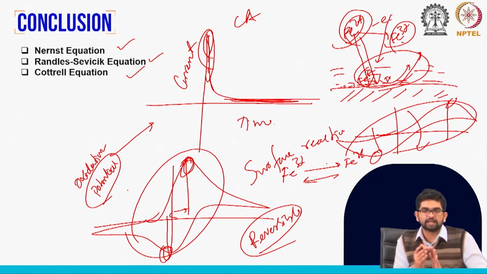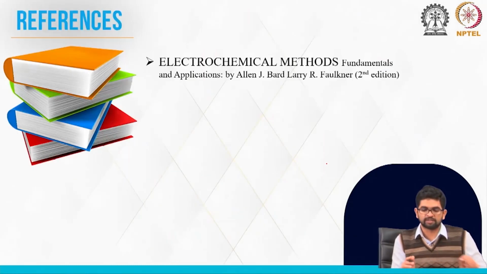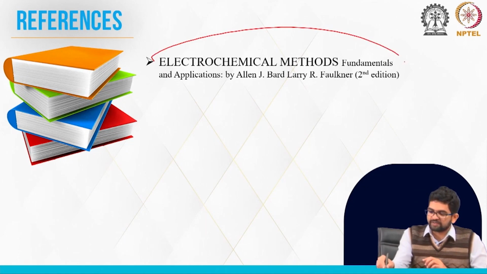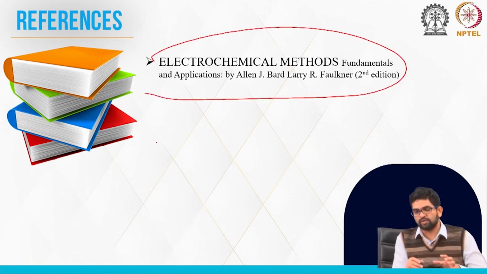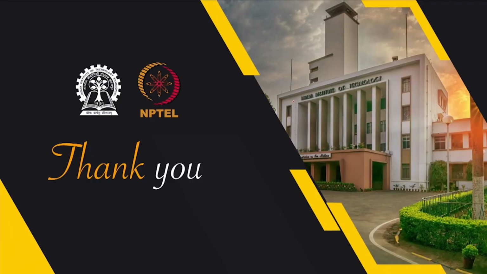In the next class again I will show you some other important topics based on my tutorial lecture, and then slowly I will complete all the descriptions of this course. So please try to read the reference book that I mentioned. The Cottrell equation, Randles-Sevcik equation and Nernst equation are very well written in this book. That is Electrochemical Methods: Fundamentals and Applications by Allen J. Bard and L. R. Faulkner, second edition. Please try to remember and read this book also.